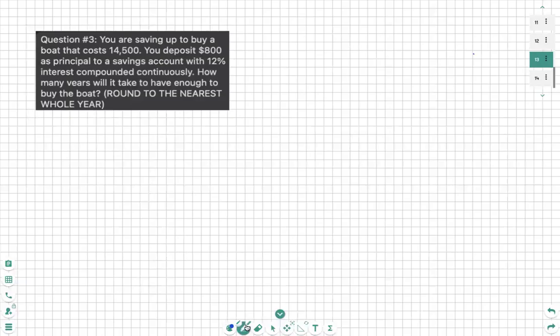Hello. In this video, we are going to go over a problem involving interest compounded continuously. When we are dealing with continuously compounded interest, we have the formula A equals P e to the power of RT, or "Pert." It is important to remember what each variable represents in this equation.